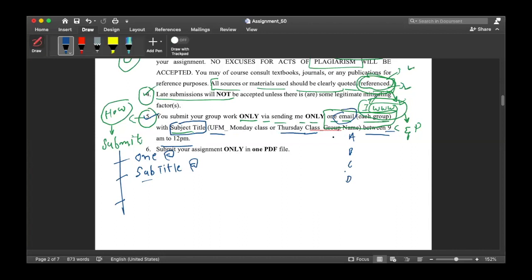You don't have to write, teacher, my name is this, and I'm studying this and that. No, you don't need to. Subject title, attach file, send me email, that's it. And the third thing is timing, which is 9 to 12, only morning session. Do not submit in the afternoon on the 10th. This date is 10th of September. So these are 3 very important things regarding your submission deadline. That's all about number 5. Any question about number 5?